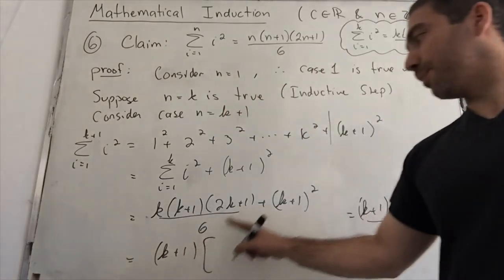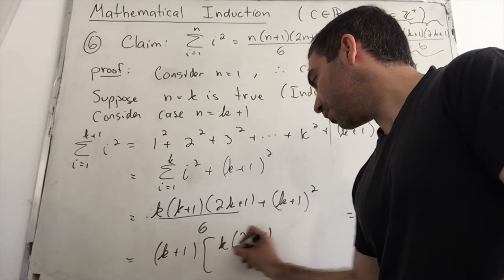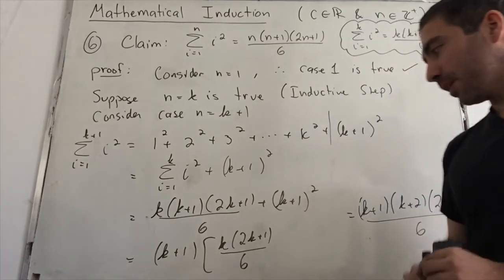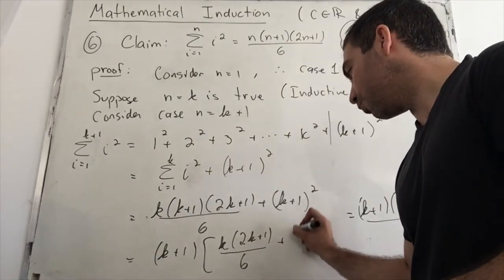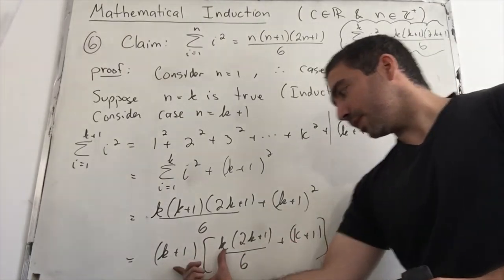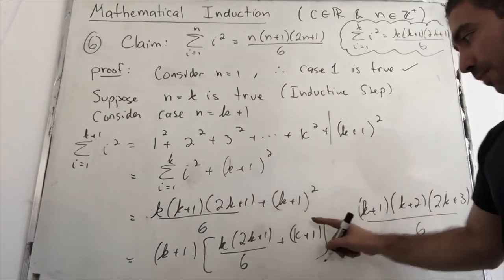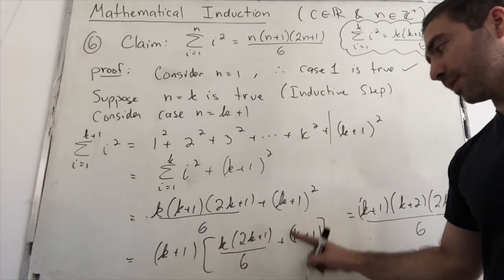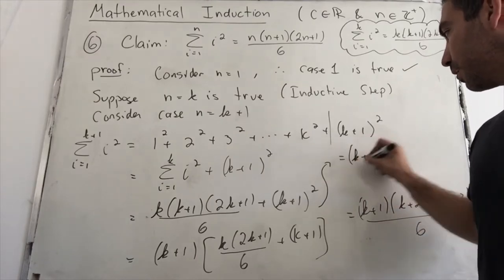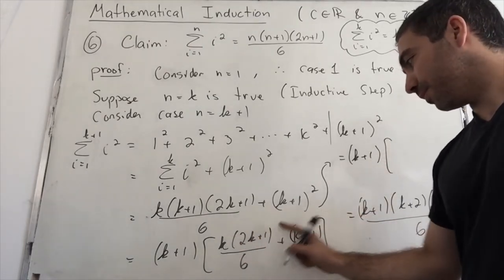So if we factor out a k plus 1, what we're left with here is k times 2k plus 1 over 6. That's this term here without the k plus 1. And here, if we factor out a k plus 1, we're left with just one more k plus 1 because it's squared. So we're hoping to get from this equal to this. I'm going to have to erase this just to give myself room. If we simplify here, we can multiply the top and the bottom by 6, giving us k plus 1 on the outside. And then in square brackets, we're left with, let me distribute this in.